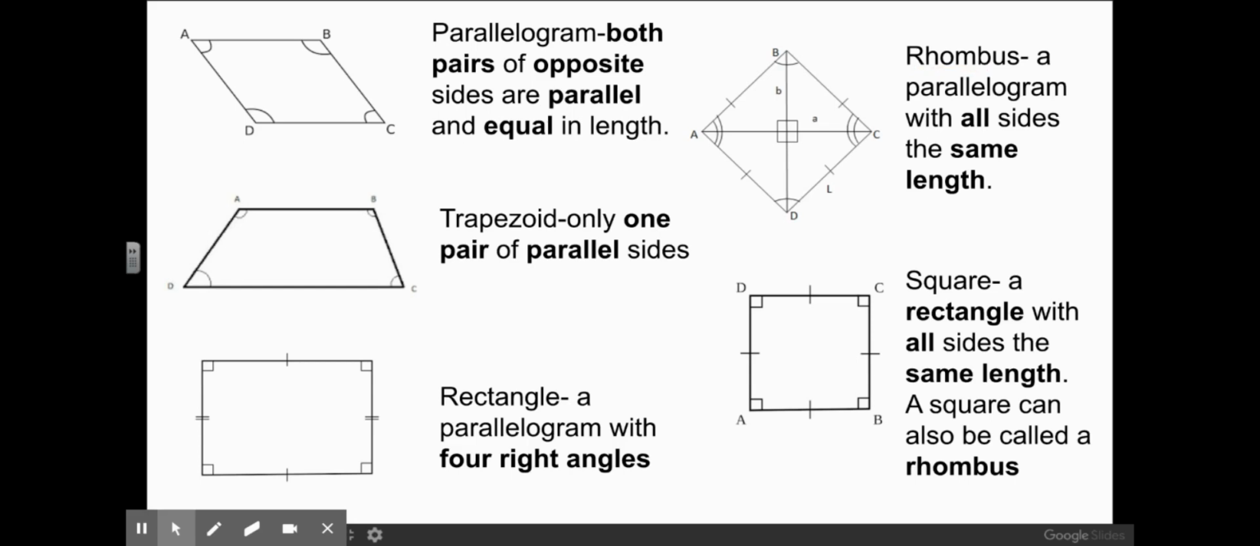Then we have rhombus. It says a parallelogram, so it has both pairs of opposite sides that are parallel. This one and this one are parallel.